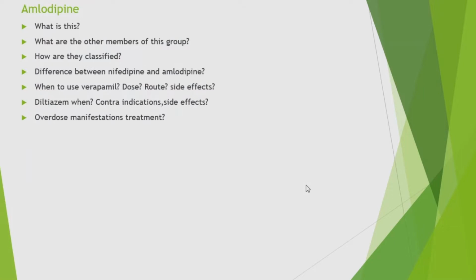So it's calcium. Amlodipine is a calcium channel blocker, sir. That's good. Yes. Other drugs in the group are like nifedipine. How are they classified? Is DHP and non-DHP drugs. Okay. Dihydropyridine. Yeah. Difference between nifedipine and amlodipine. Amlodipine is long-acting and nifedipine is short-acting, sir.